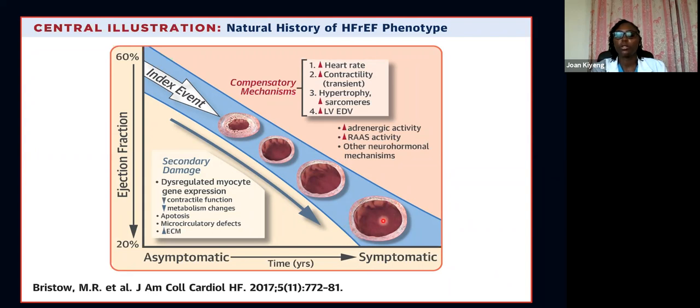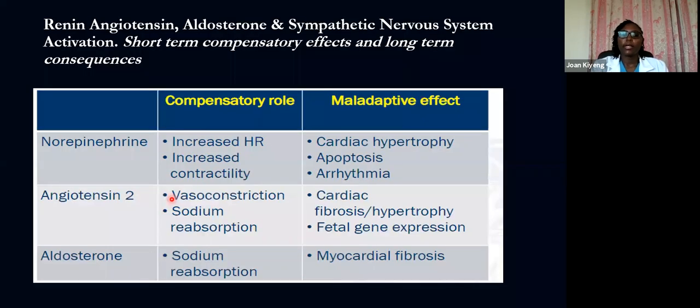It's unable to compensate. So initially the ejection fraction is good, but as time goes by it fails, and the reason for this is, as I told you, that these neurohormones start dysregulating myocyte gene expression and causing apoptosis. And that is what eventually happens. And this is the short-term compensatory effect of the RAS system, the renin-angiotensin and aldosterone system.